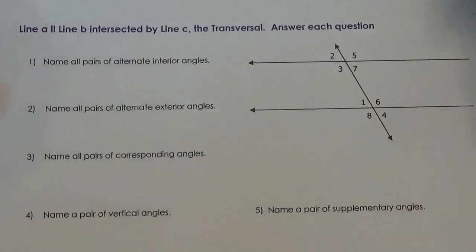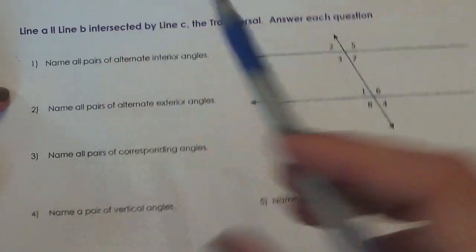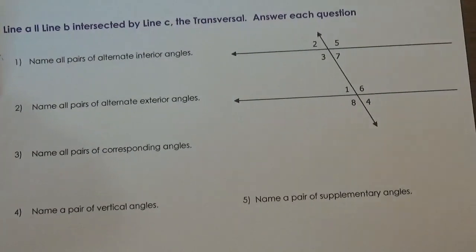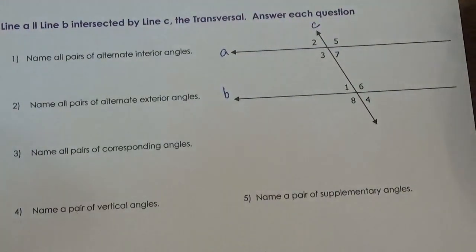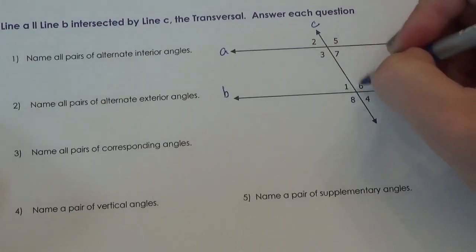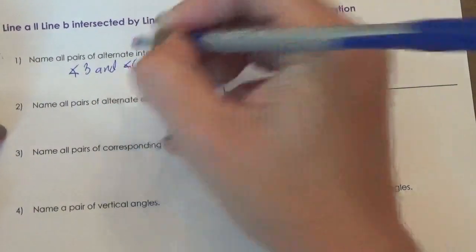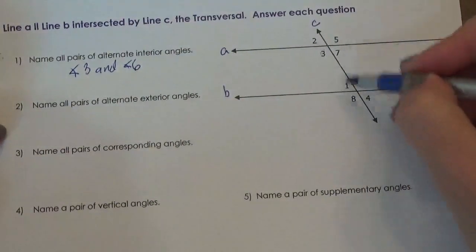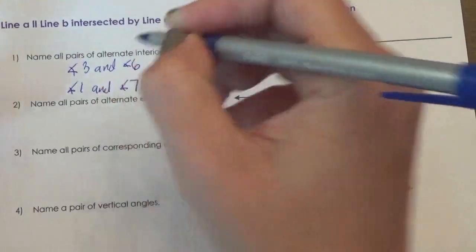All right, so second page, it's telling us line A is parallel to line B, but you can't see it, at least on my printing. Here's A and B, cut by C. Name all pairs of alternate interior. Alternate interior, so that's on the inside, so 3 and 6. Right, on the inside, and 1 and 7. Angle 1 and angle 7.